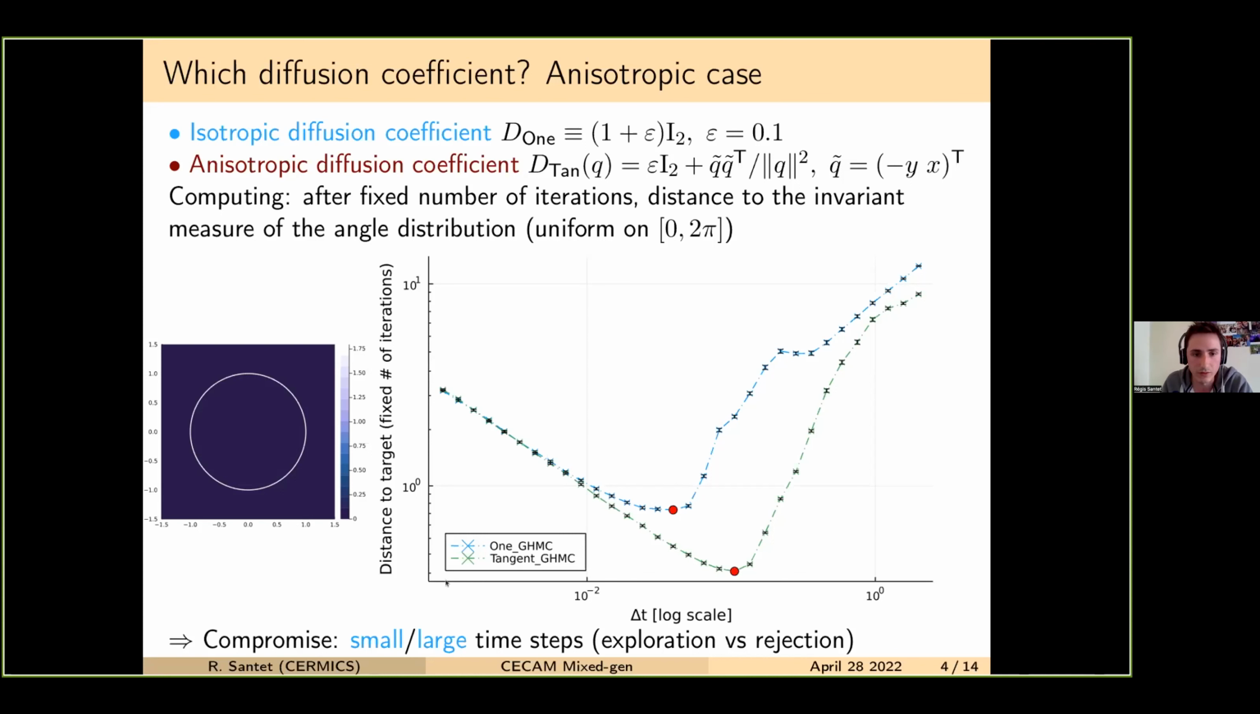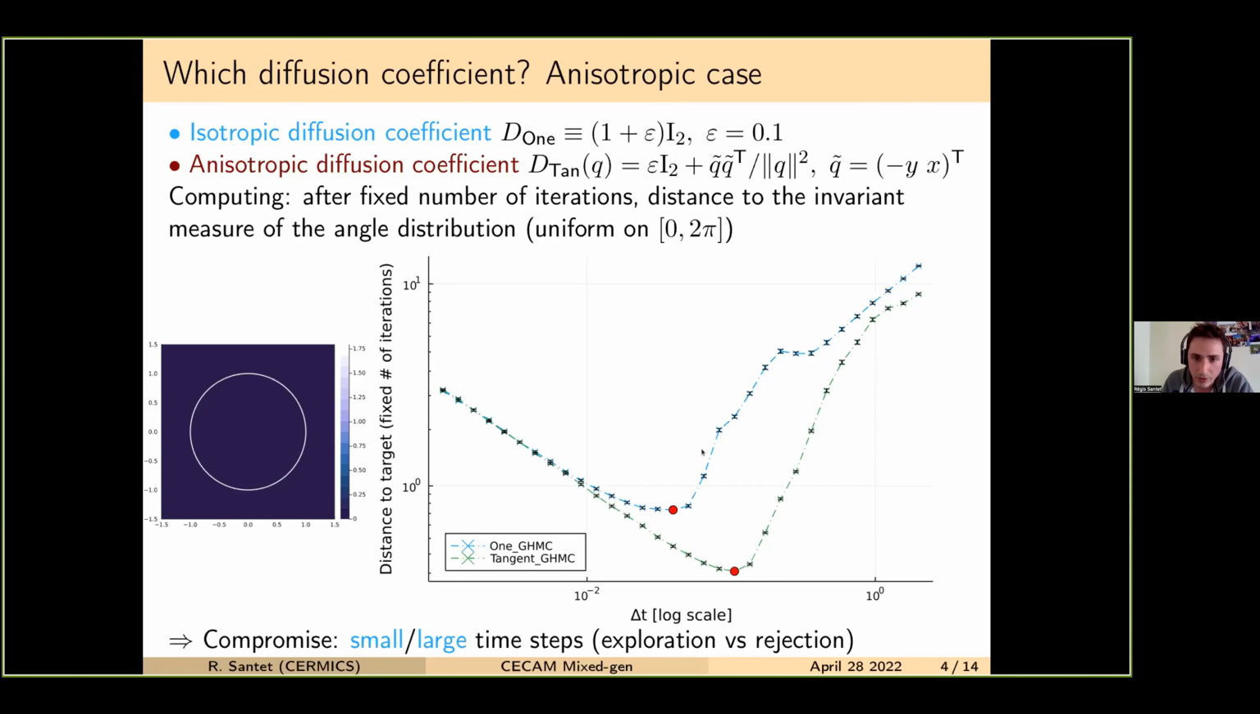And what I do for this plot is I compute, after a fixed number of iterations of my computations, the distance to the target measure, actually to the invariant measure of the angle distribution. Because my target measure has a rotation invariance, the invariant measure of the angle distribution has to be the uniform distribution on 0 to pi. And I compare here, with respect to the time step that I choose for my numerical simulations, the distance to this invariant distribution, between my empirical one, the one I compute on the fly.